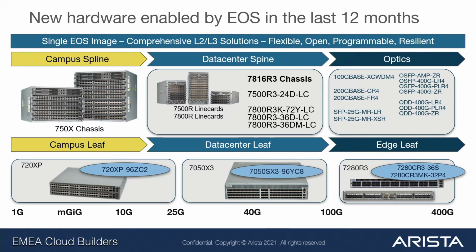And in addition to that, a number of different optics that we've released as well. So a number of different 400 gig optics. The line system that we have for 400 gig allows us to multiplex multiple 400 gigs into a single fiber, all driven from a single device.